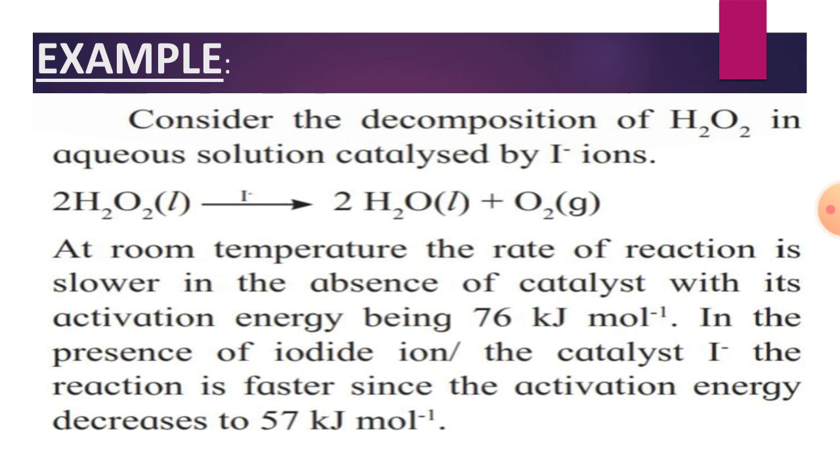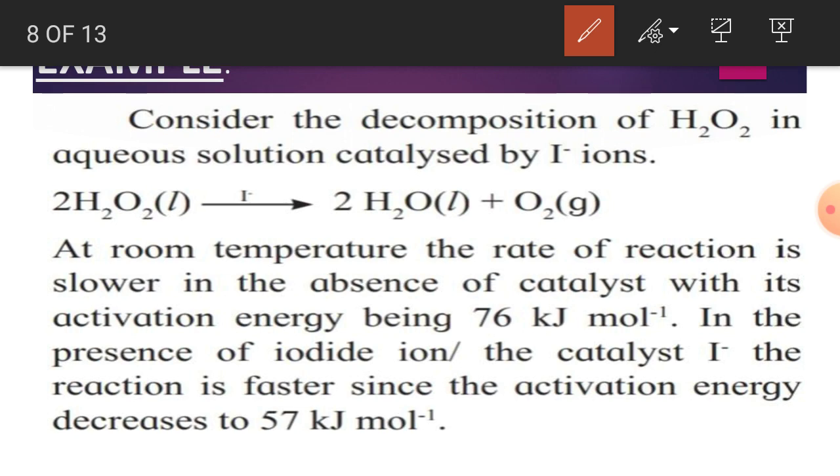76 kilojoule per mole. While in the presence of iodide ion, that is your catalyst, the reaction is faster, since the activation energy decreases to 57 kilojoule per mole. Let's see, student, suppose this is the graph without catalyst, this is the graph with catalyst. Here the reaction proceeds and gets converted into the product.